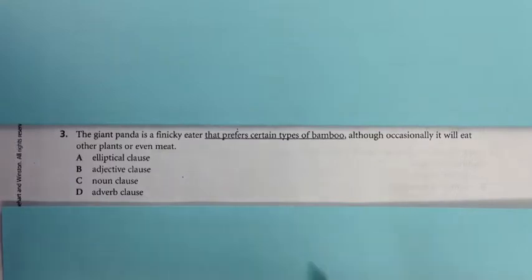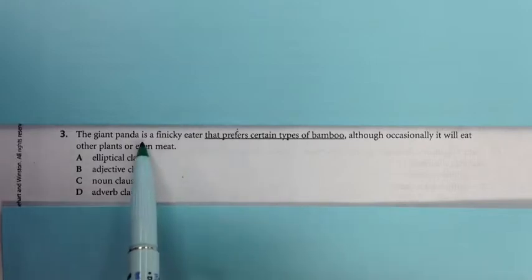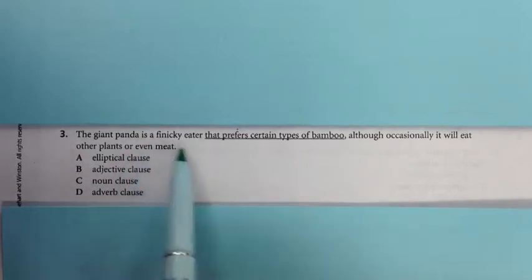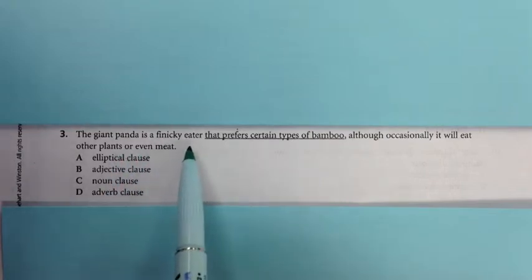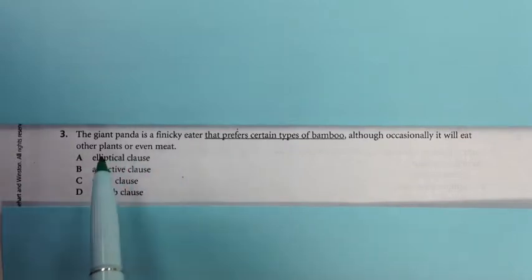Alright, so question 3. The giant panda is a finicky eater that prefers certain types of bamboo. This tells us more about the word eater, and the word eater is a noun. We know eater is a noun because it's the predicate nominative to this linking verb is. I can replace this verb with an equal sign. The giant panda equals a finicky eater. If I can do that, then that means that this is the same thing as the panda. And the word eater is a noun. It's a predicate nominative here, giving us another name for the giant panda.